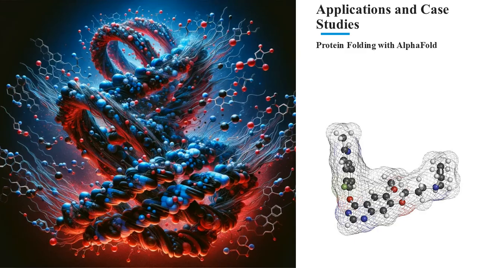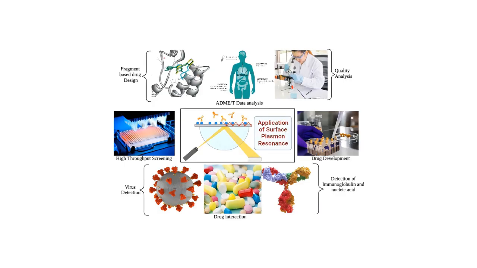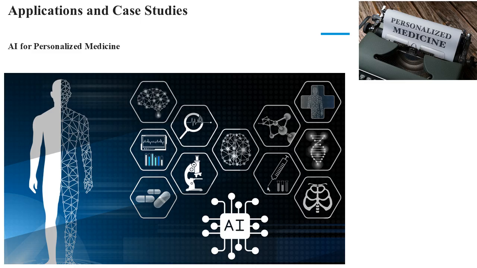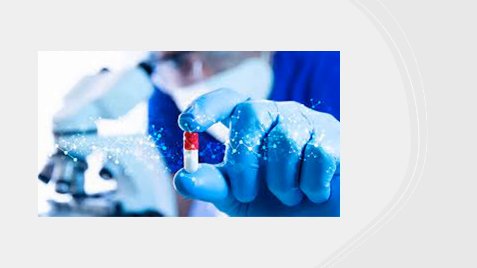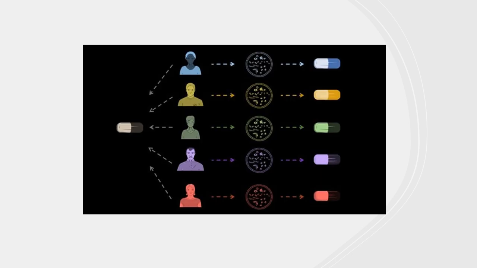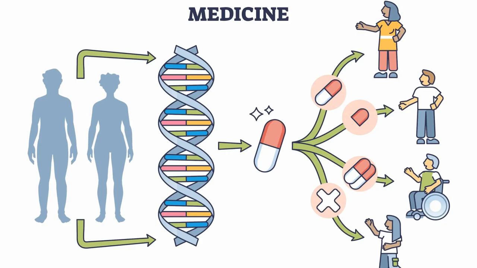Protein folding with AlphaFold. AlphaFold made a breakthrough in predicting 3D structures of proteins from their amino acid sequences. This tool provides crucial information for understanding protein function and has far-reaching implications for drug design and disease research. AI for personalized medicine. Machine learning models are being developed to predict patient-specific responses to drugs based on genomic and clinical data, paving the way for personalized treatment regimens in cancer and other diseases.